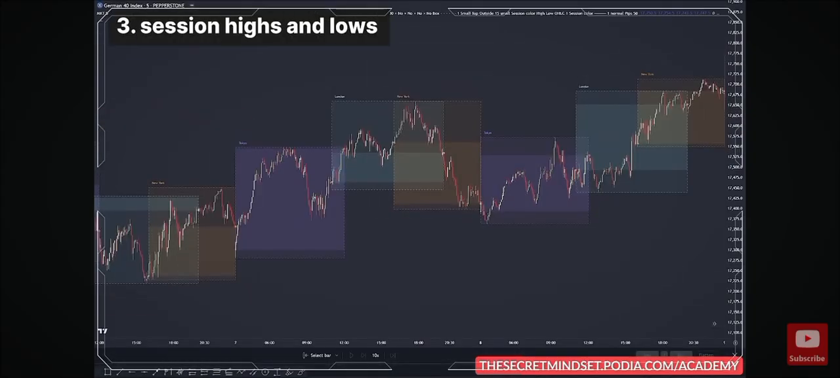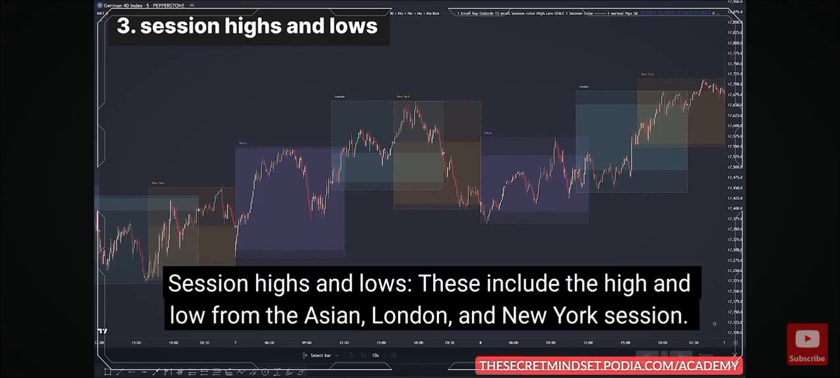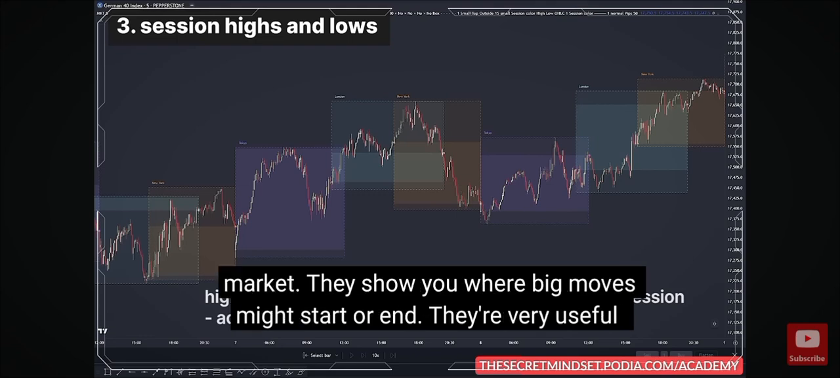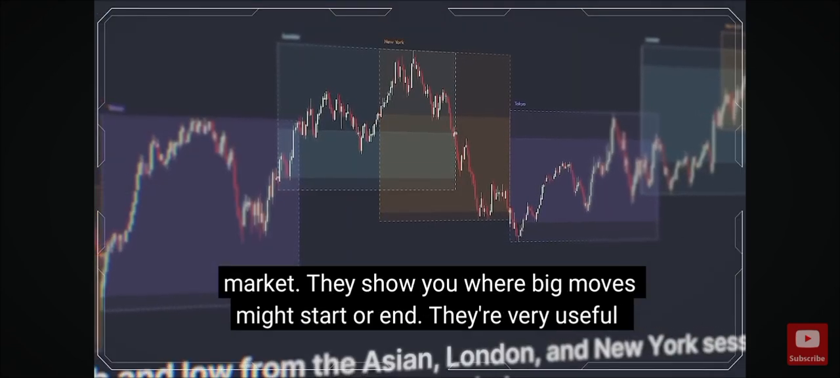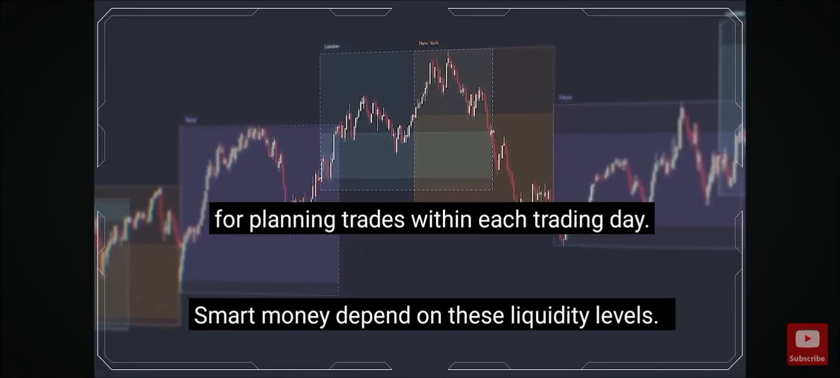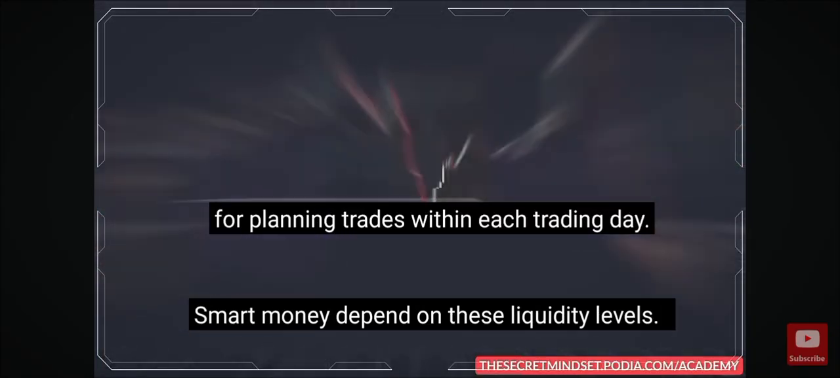You must also monitor the session highs and lows. These include the high and low from the Asian, London, and New York session. These liquidity levels, plus the swing pivots, give you a roadmap for the market. They show you where big moves might start or end. They are very useful for planning trades within each trading day.